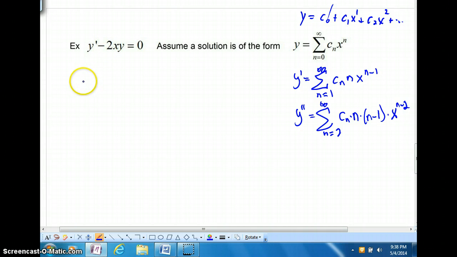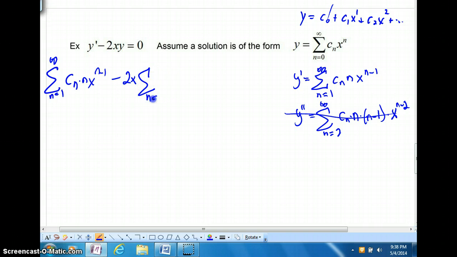Now we're going to substitute these into our differential equation. Actually, we didn't even need to take a second derivative here. Forgive me for doing that. But look, we're going to just plug in this first derivative. That's going to be c sub n times n x to the n minus 1 with our sigma going from n equals 1 all the way up to infinity. We say minus 2x. And what's y? Well, y is just the sum from n equals 0 to infinity of c sub n x to the n. And we have this equal to 0.